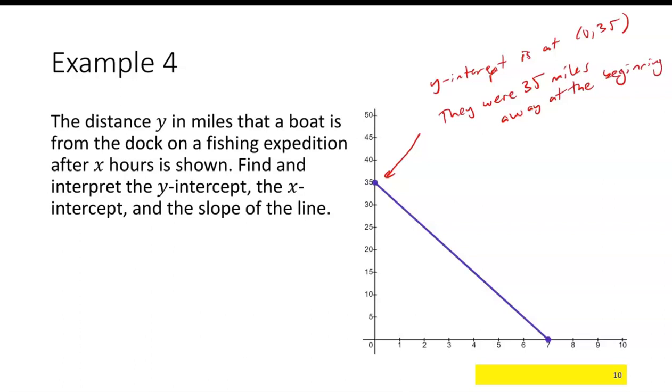The x deals with the number of hours, and my x-intercept is 7. So the x-intercept is at (7, 0). That means after 7 hours, they had reached the dock. So basically, it took 7 hours to reach the dock. That is, it took 7 hours for the distance to be 0.